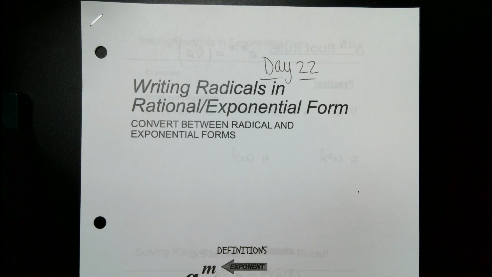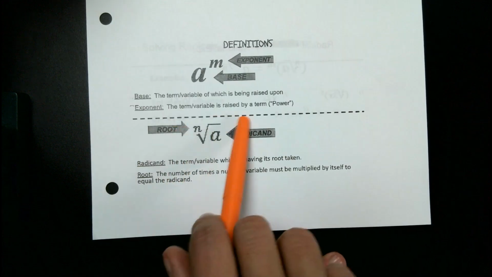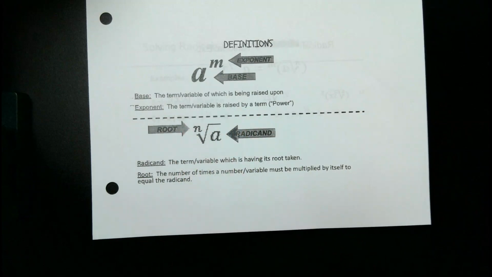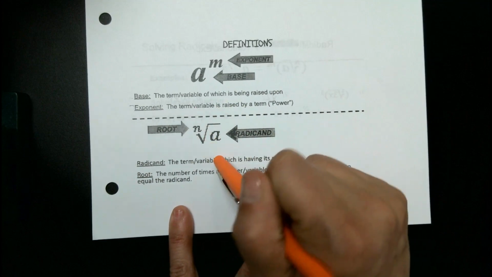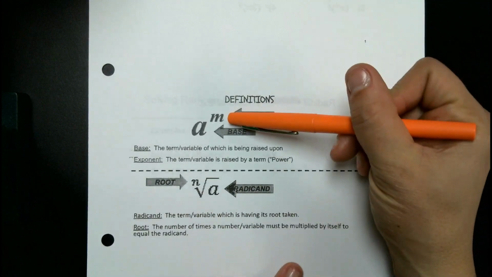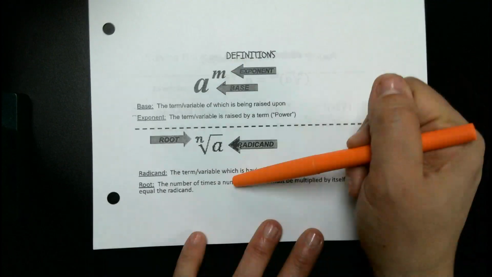We are going to learn how to do some conversions. And when we do conversions, when we have something that looks like this, this is what we call radical form right here because there is a radical sign. We're going to take this and turn it into something that looks like exponential form.